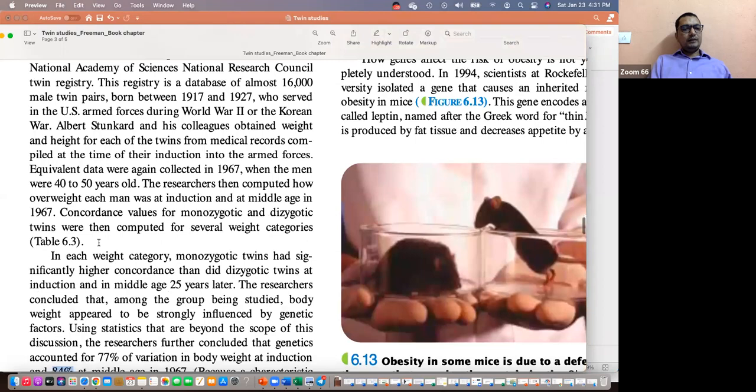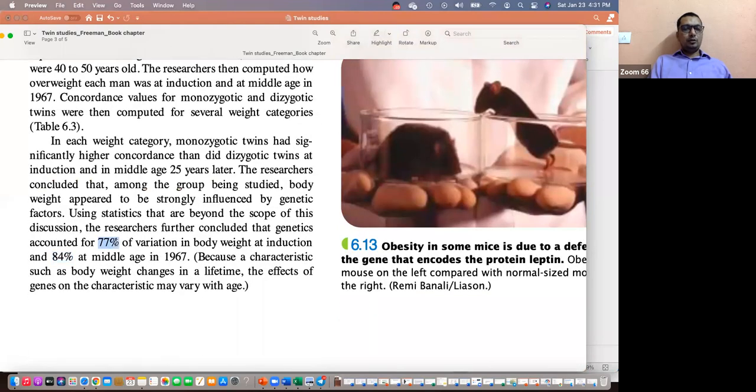And then based on the monozygotic and dizygotic concordance rate, along with some statistical analysis, they end up seeing that 77% of genetics playing the role in the initial stages. The second data that they collected, about 40 to 50 years of age, 84% of the genetics role. Overall, there is an agreement between the conclusion here that genetics is playing a major role and also environmental role is also there. That is the conclusion.